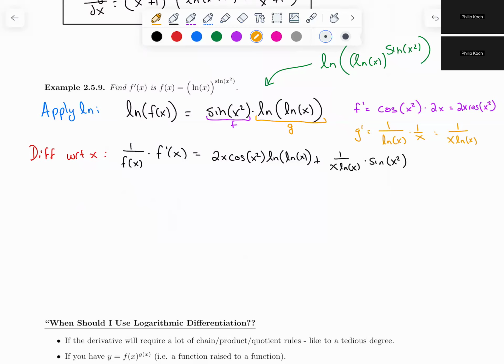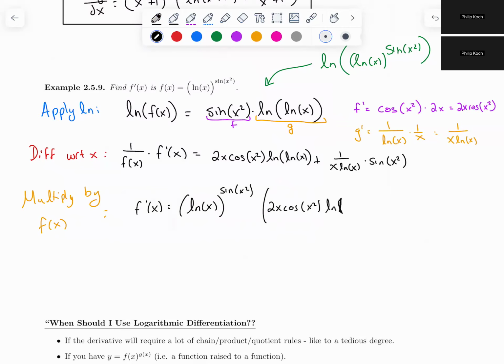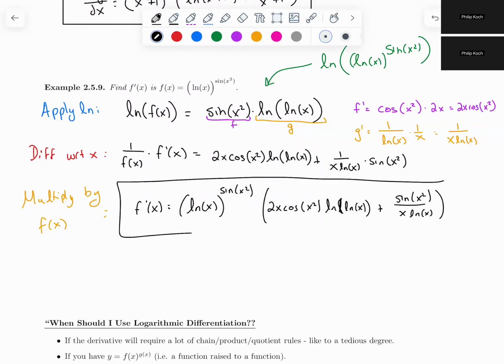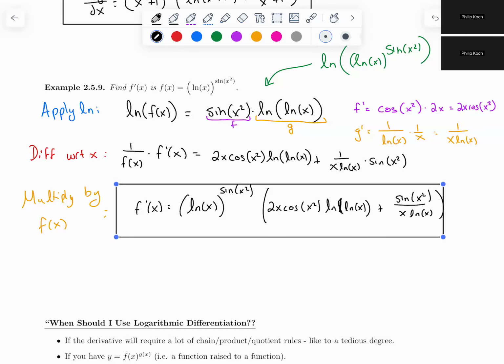We multiply both sides by f. And you get that f prime of x is going to equal natural log of x to the sine of x squared times 2x cosine of x squared ln of ln of x plus sine of x squared divided by x ln of x, just to make it look prettier. But I'm not going to require you to write it pretty.